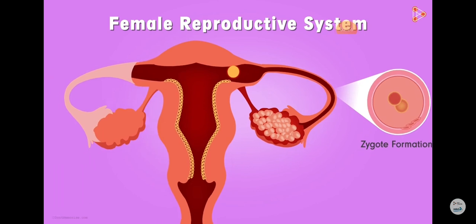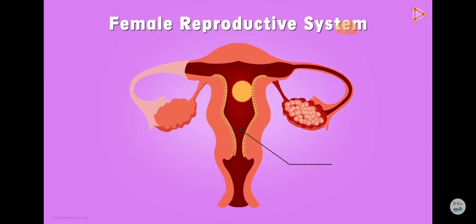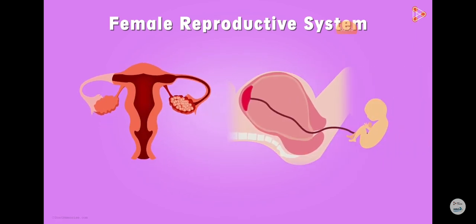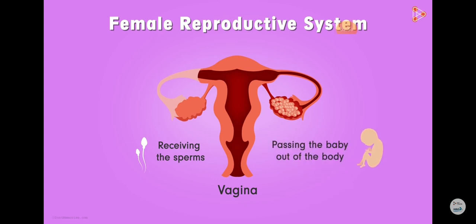Now, where will this embryo go further? Needless to say, the uterus. We know that the uterus, commonly referred to as the womb, is the site of development of a baby. And when the growth of the baby is completed, it comes out of the mother's body through the vagina. Do we know what the vagina is? It is basically a small passage that opens to the exterior. It is the site where sperms are received in the female's body. On the other hand, the same passage is used for passing the baby out of the body during childbirth.